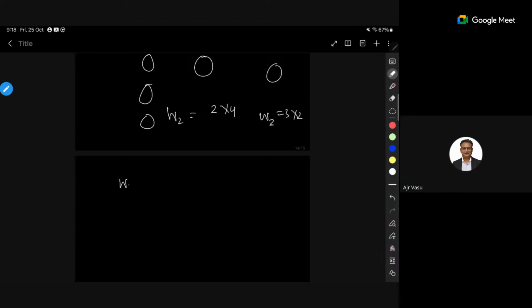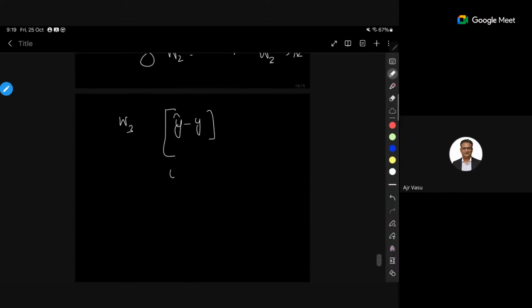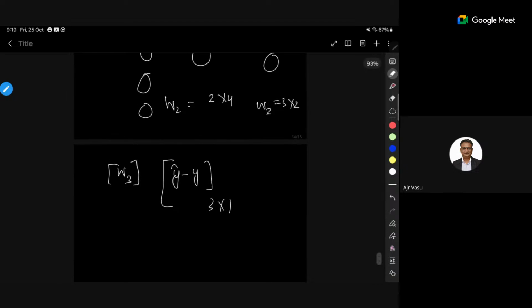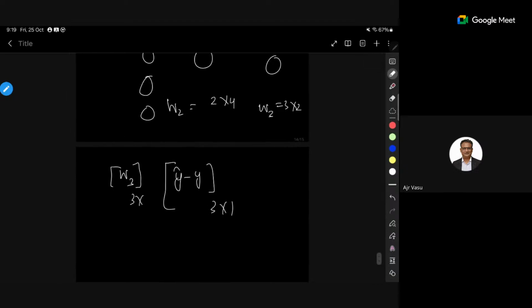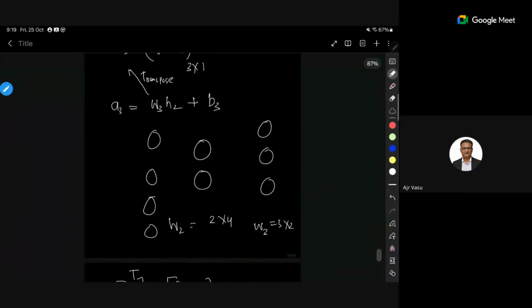Now let's say I do W3 multiplied by this y hat minus y. What is that going to be? 3 cross 1, right? This is 3 cross 1, and I'm just not taking the transpose. This is 3 cross 2. Will this multiplication happen? No, this won't work. What if I take the transpose of it? Yeah, it will obviously work. Correct. And you'll get a 2 cross 1 output, right? So you can figure it out this way also. So yes, I have to take the transpose.